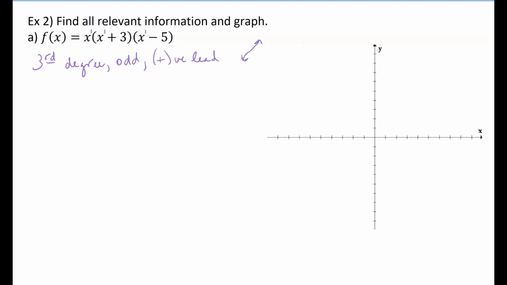Okay, now we want to find the zeros. And what is so nice about this function here? It's already factored for us, so not a lot of work to do here. Let's just find our zeros. What are our zeros? 0, negative 3, positive 5. All right, I'm going to go ahead and plot those: 0, negative 3, and 5.